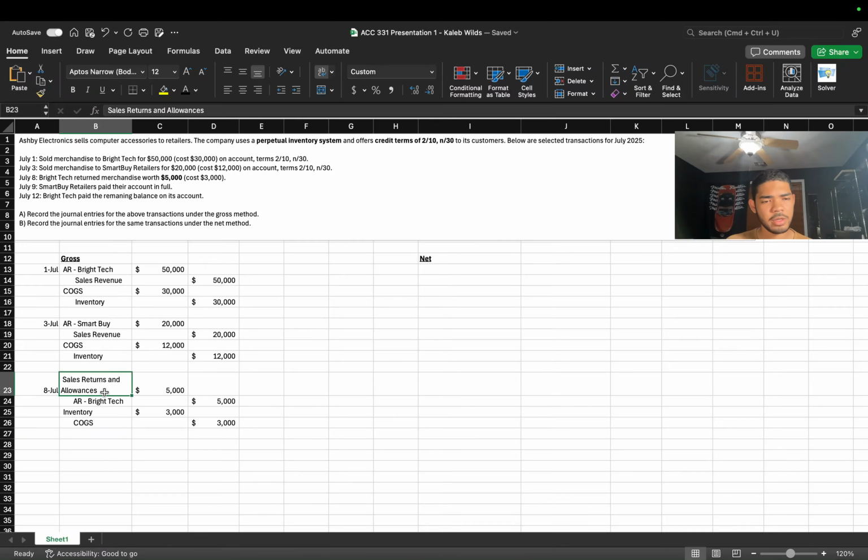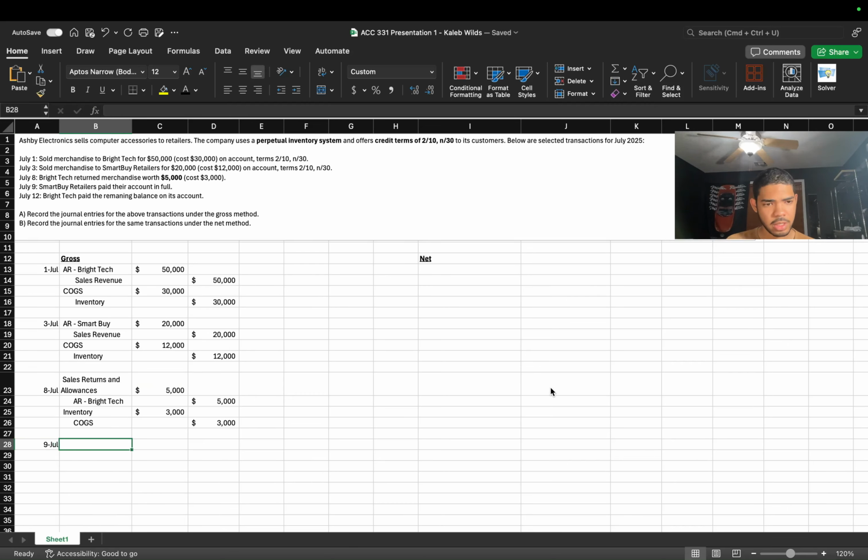This account right here, sales returns and allowances, is a contra revenue. So this is going to ultimately reduce your net sales. If you remember at the very beginning of the income statement, you have your sales revenue, for example, at the very top. Then you might subtract sales returns and allowances, and then maybe even sales discounts, which we'll be doing in a second. So as you know, revenue accounts have a natural credit balance, and this being a contra revenue will have a natural debit balance.